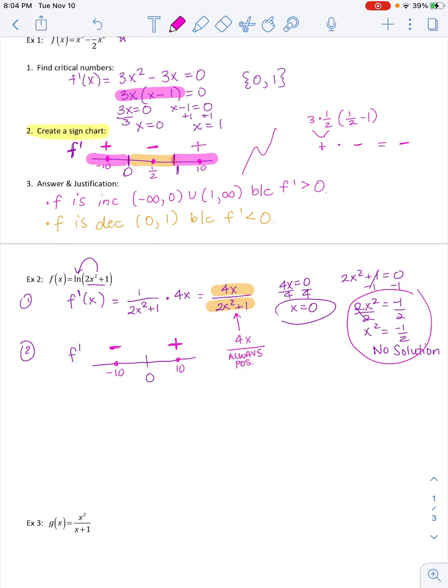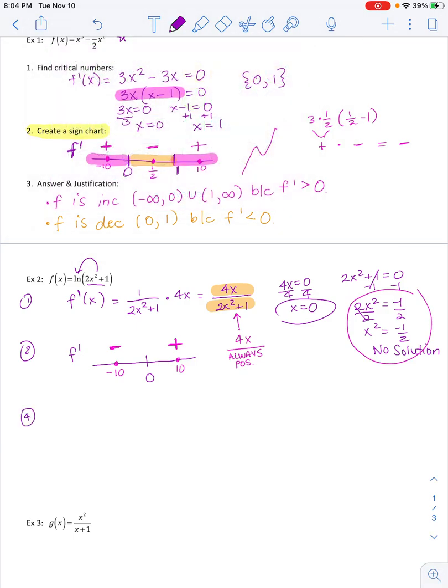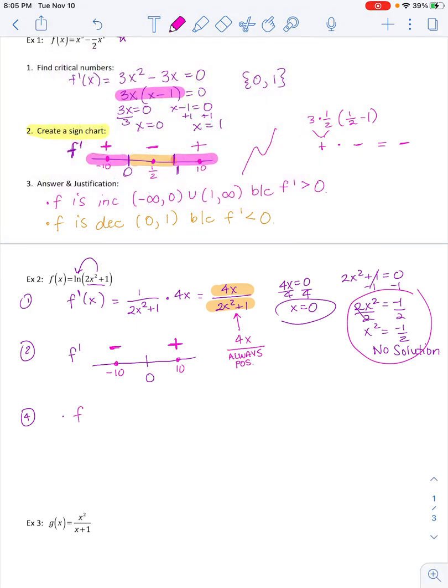Now we're going to go ahead and present our answer, right, by justifying. So we would say that F, let's keep it same color, shall we? How much of your life do I waste making sure my colors are adorable? So we would say F is increasing on the interval 0 to infinity because F prime of X is positive.